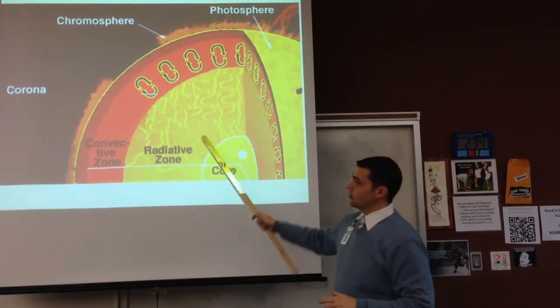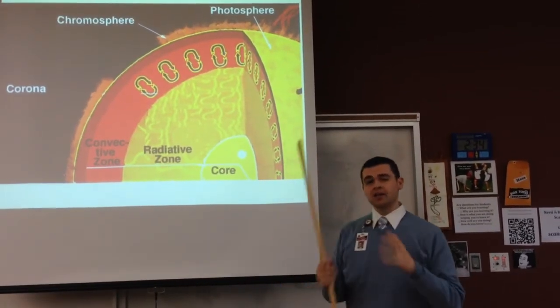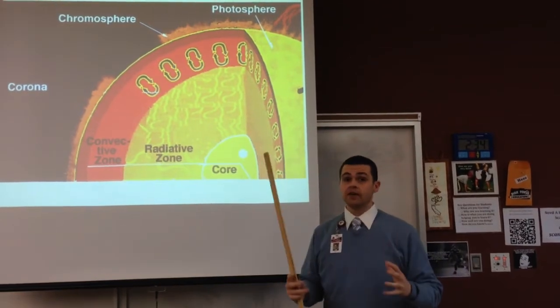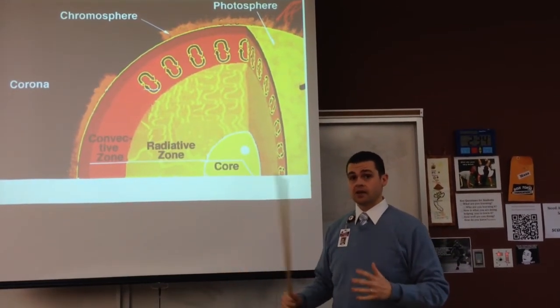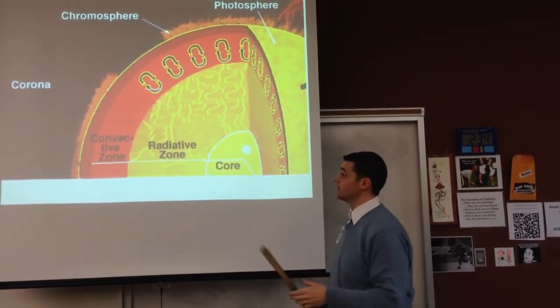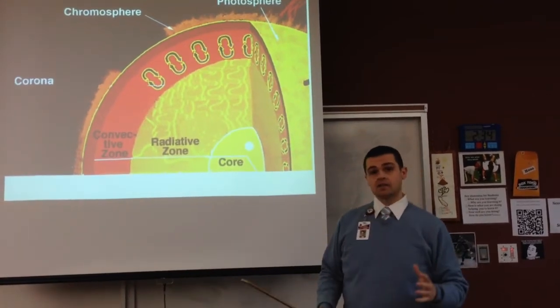And outside of the core is the radiative zone. The radiative zone isn't quite as dense, but it's still very hot at 7 million degrees Fahrenheit. That's a 7 with 6 zeros behind it. After that is the convective zone.